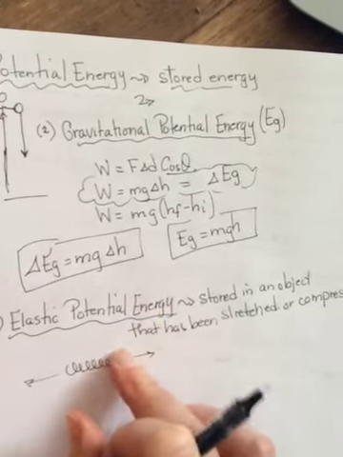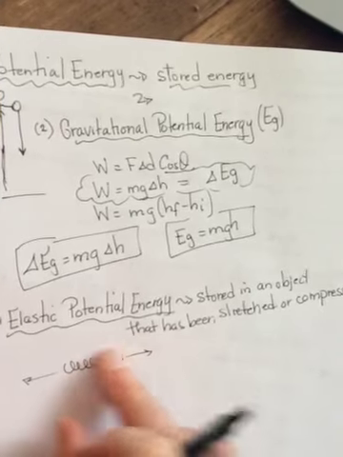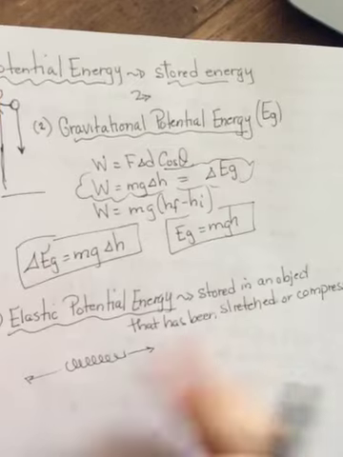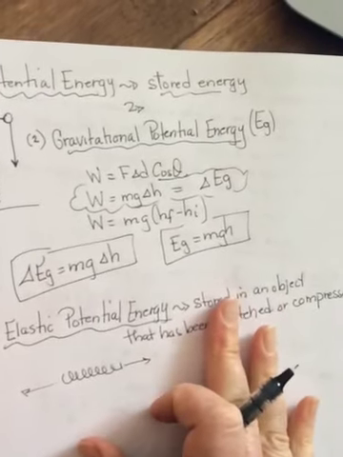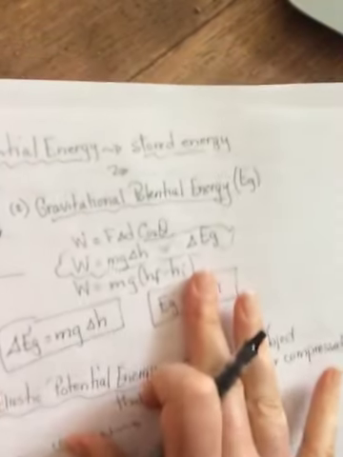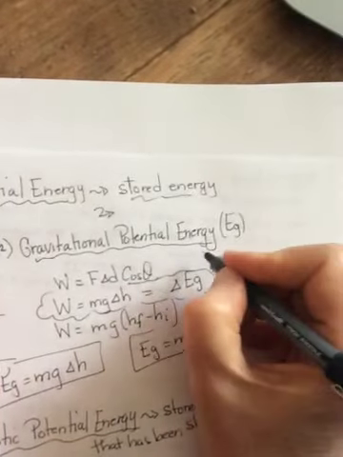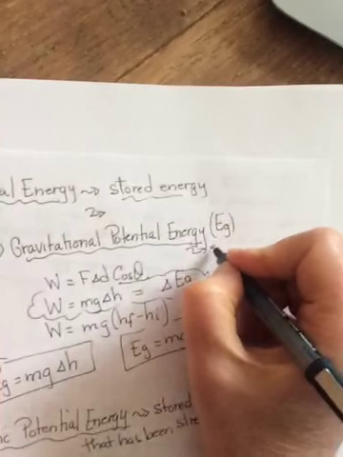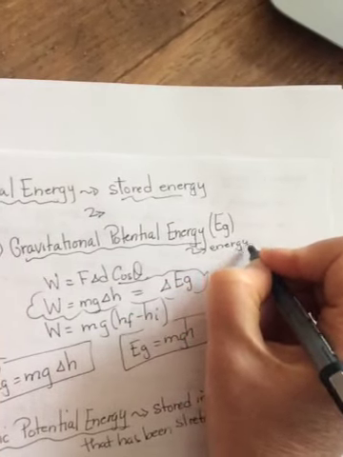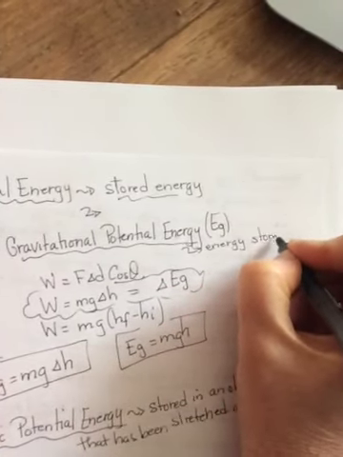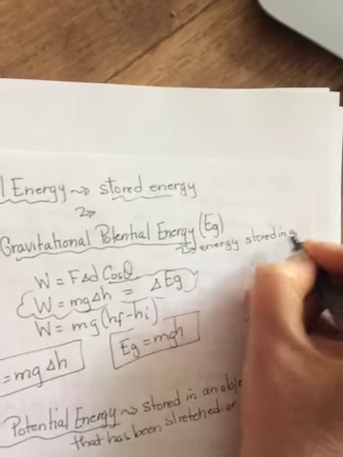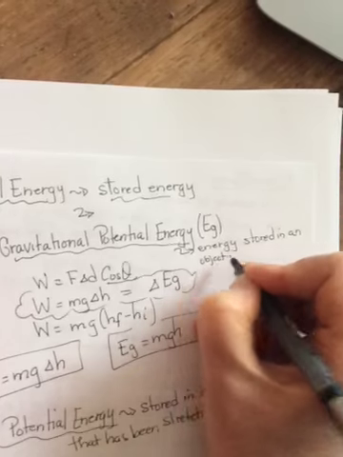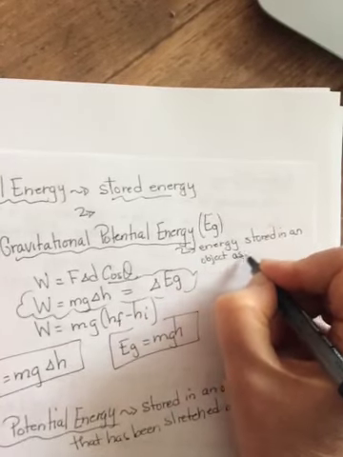Okay, could also be true of some of your clothing if it has some spandex in it, right? You could stretch it, and then hopefully after you stretch it, it goes back to its original shape when you release it. Okay, before we go any further, gravitational potential energy is energy stored in an object as a result of doing work against gravity.